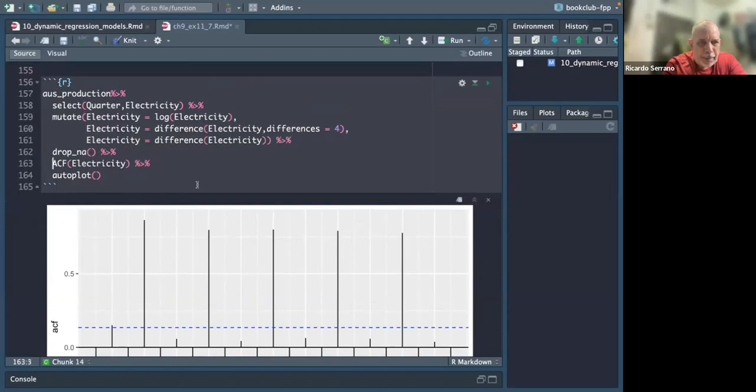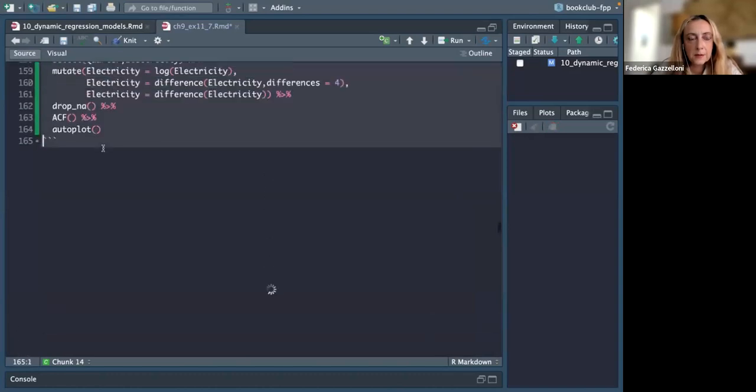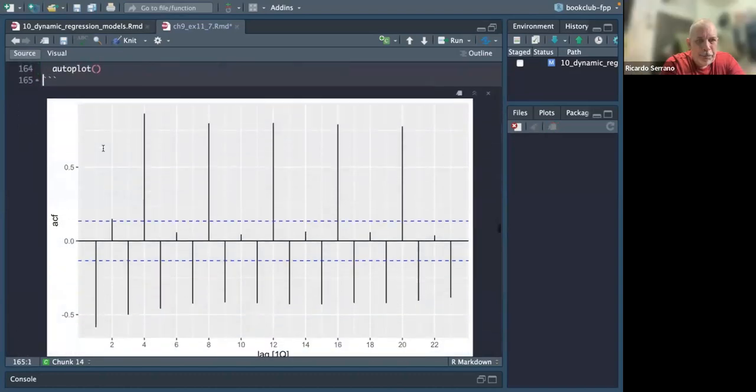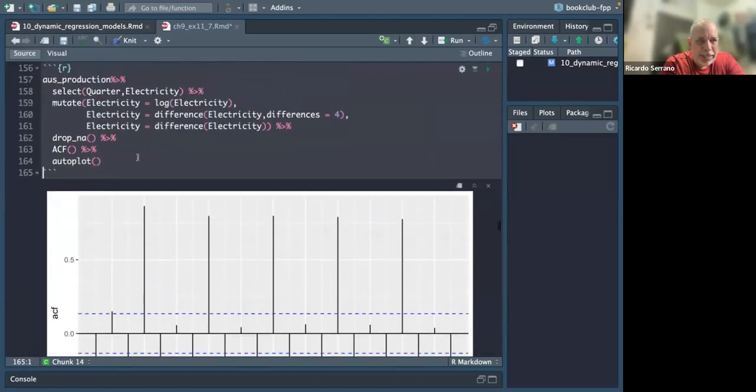Yeah, because you still have lags. They're supposed to be between those dotted lines. So we still have some lags that we have to figure out. Let me see ACF. Okay, you applied the ACF. You applied the autoplot.